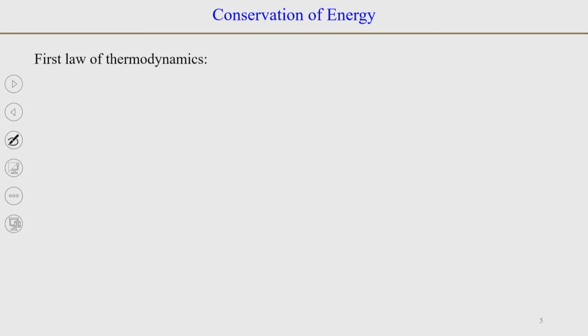Okay. So, the conservation of energy is basically given by the first law of thermodynamics, which states that the change in energy of a system is equal to delta Q minus delta W. So, delta Q is heat supplied to the system and delta W is the work done by the system.